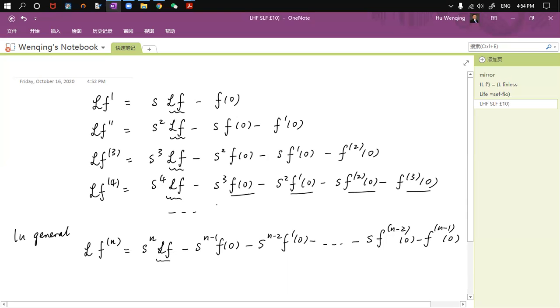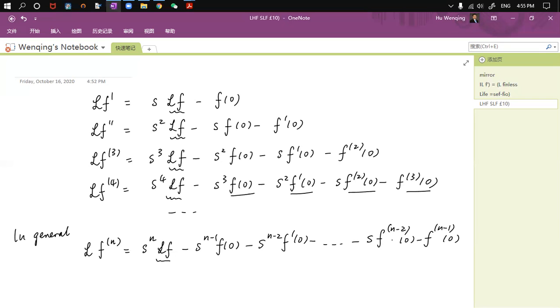Okay, and you must remember that the remaining terms are organized in the following way: the power of s plus the order of the derivative of f, when you sum them together, is always equal to n minus 1. Like here, the power is n minus 1 and the derivative is 0; the power is n minus 2 and the derivative is 1, etc. Is that good for everybody? Okay, so that's how you calculate the Laplace transforms.